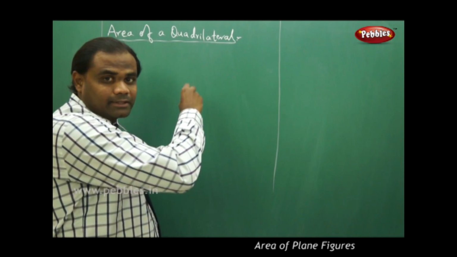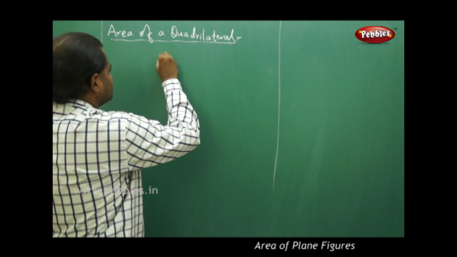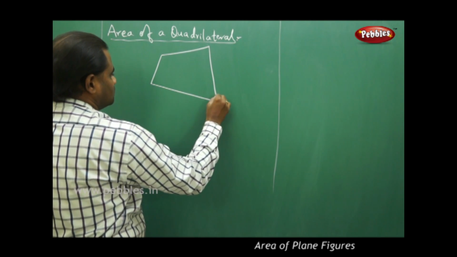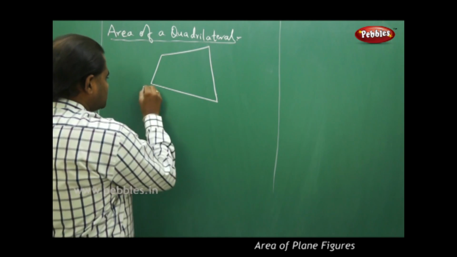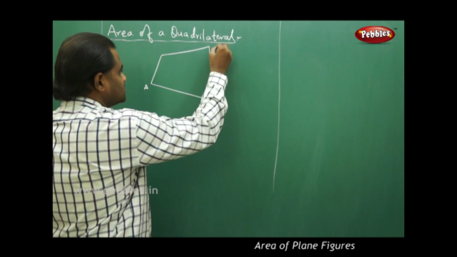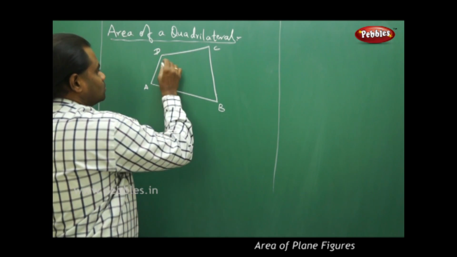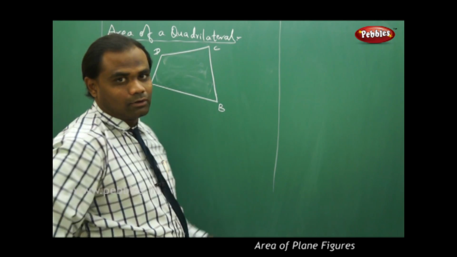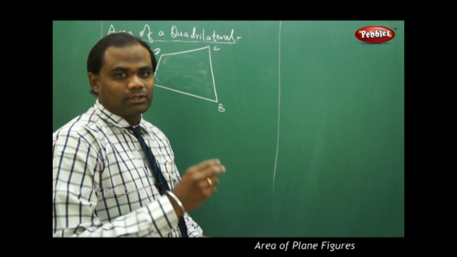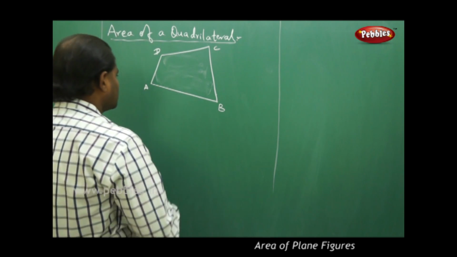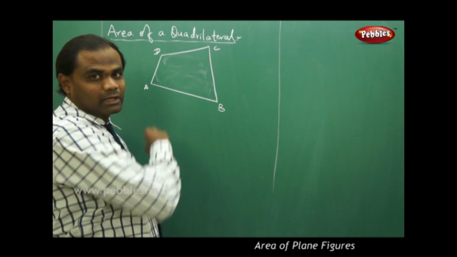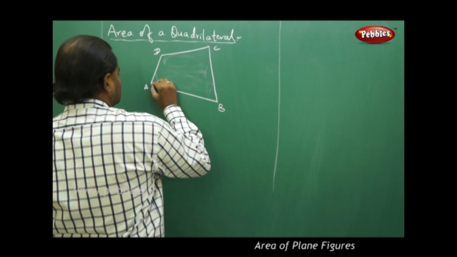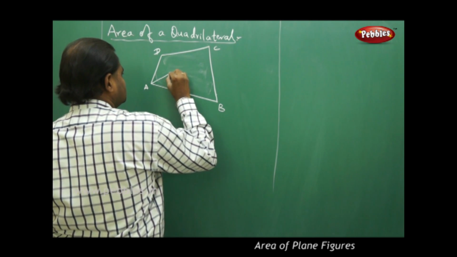So initially I take the diagram of a quadrilateral. The figure for the quadrilateral would be randomly a four-sided closed figure in this form. Let me call this ABCD, the quadrilateral whose area I would like to find. So I would like to find the area of the quadrilateral ABCD. For this, I'm going to join one of the diagonals. There are two diagonals for a quadrilateral. So I consider one of the diagonals and just join A to C. This is the diagonal I consider.